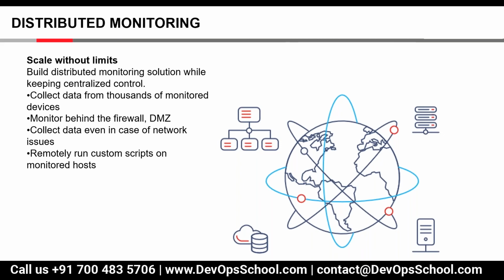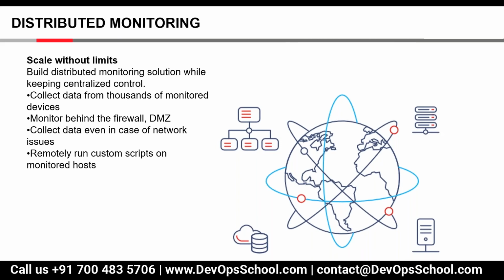Next, coming on to the next part, that is distributed monitoring. There is one concept that is called Zabbix proxy. If I'm installing an agent, I can directly mention the Zabbix server IP on it, and then that agent is directly connecting to the Zabbix server. There is no role of proxy in it.